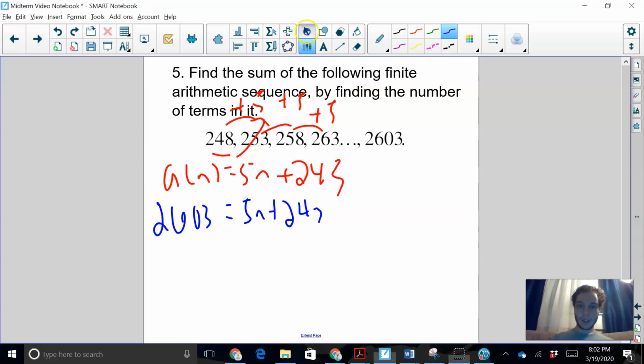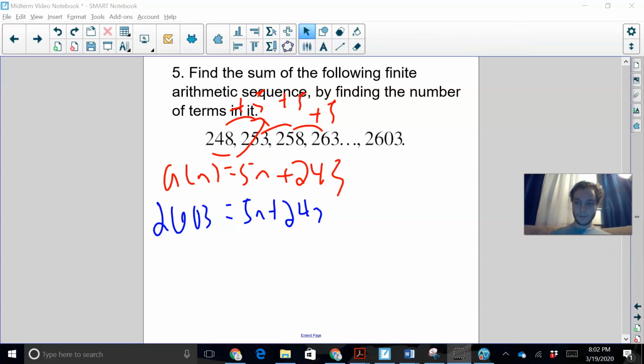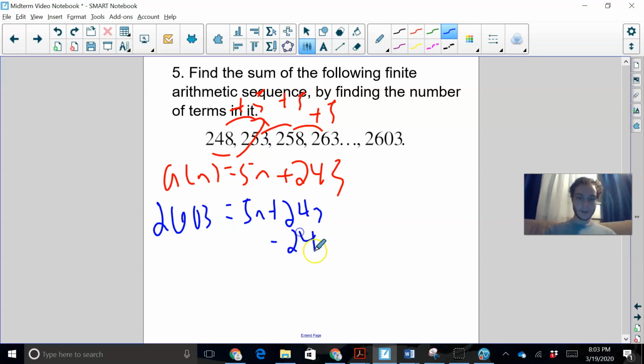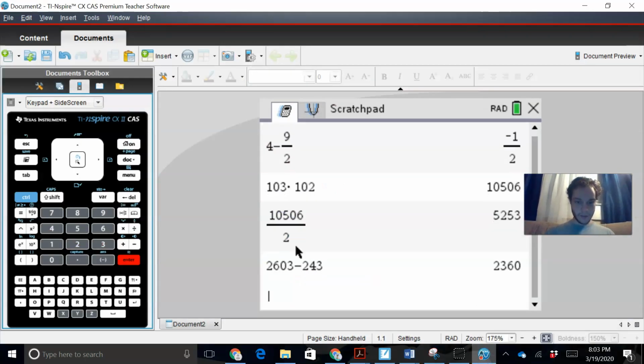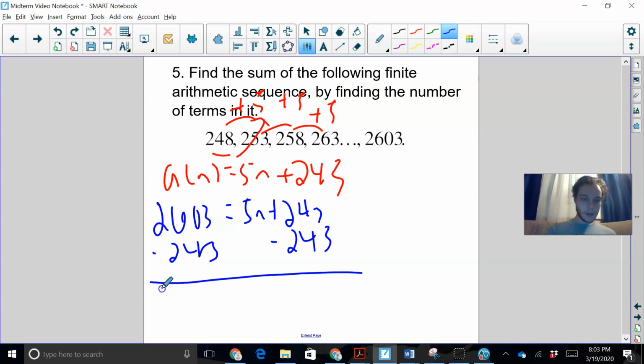Now, looking at this, we need to solve this for n, because n is the number of terms. So if I subtract 243 from both sides, we get 2603 minus 243, 2360. So 2360 equals 5n. Then we can divide both sides by 5 by using the division property of equality.